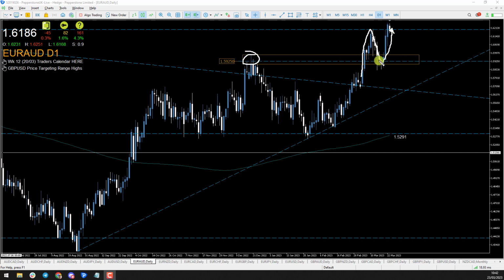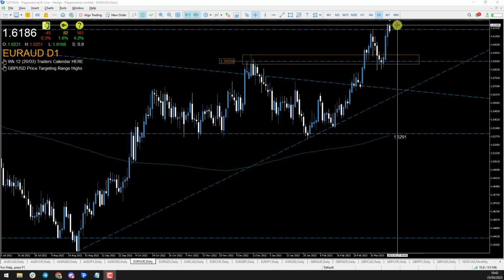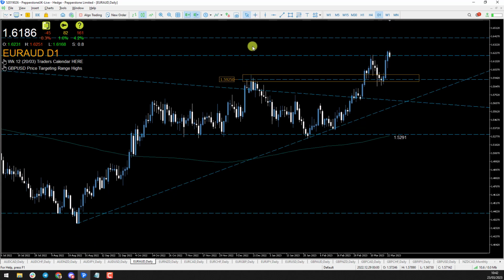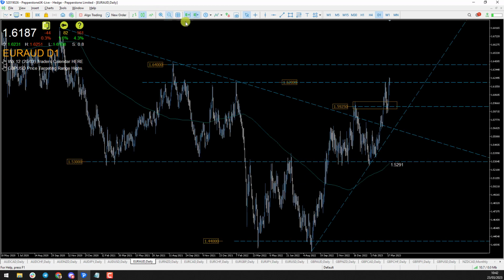So if you were keeping an eye on Euro Oz and keeping some levels in, that would have been a nice trading opportunity through here. But looking at the price at the moment, we're at the 1.62 handle. I like the idea of obviously price trading to the upside. However, we are at key resistance.